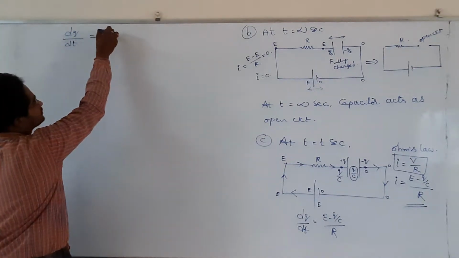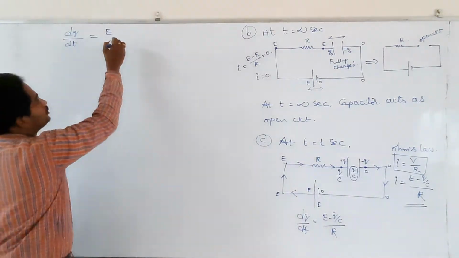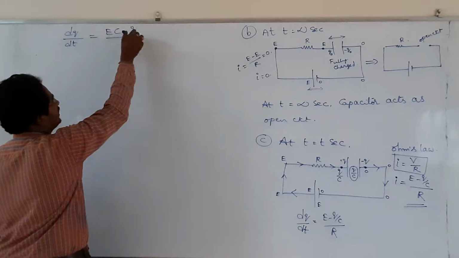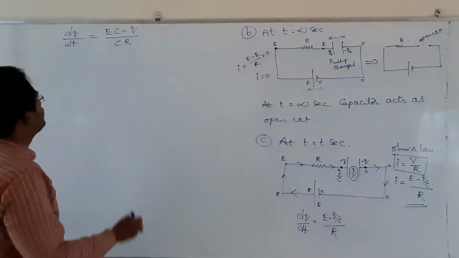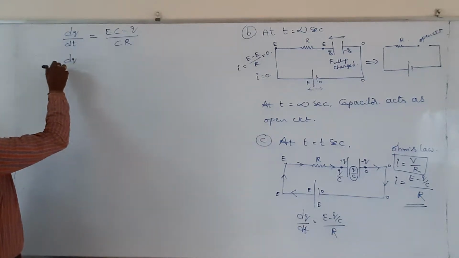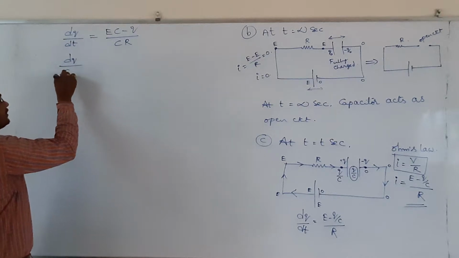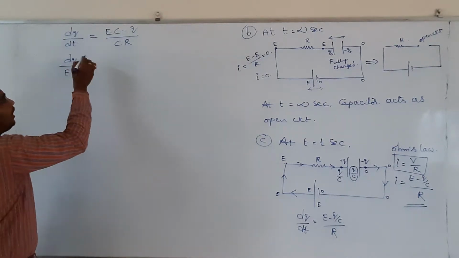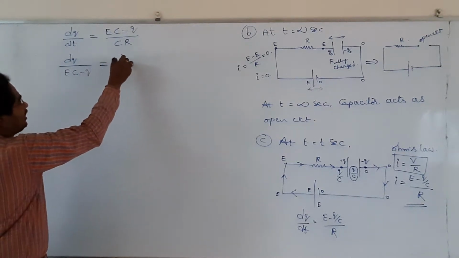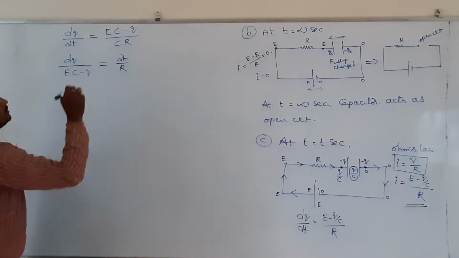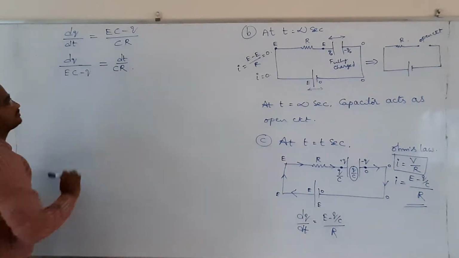dq by dt equal to (EC minus q) by CR. Then dq by (EC minus q) equal to what are we getting? dt by CR.